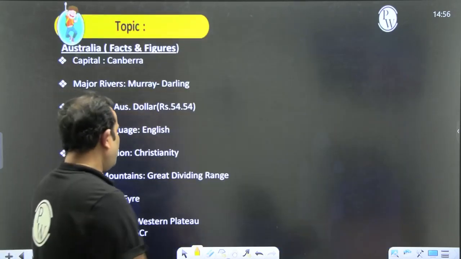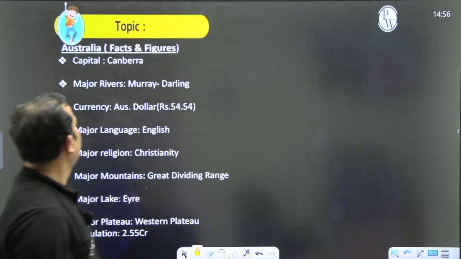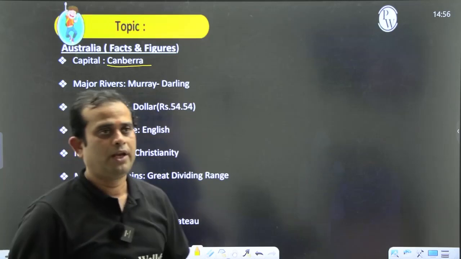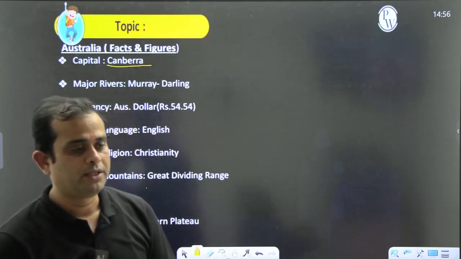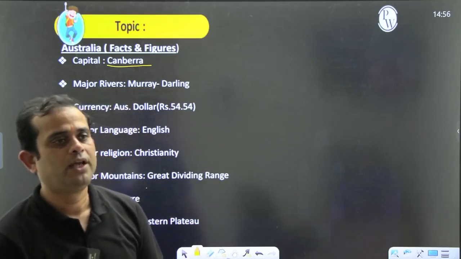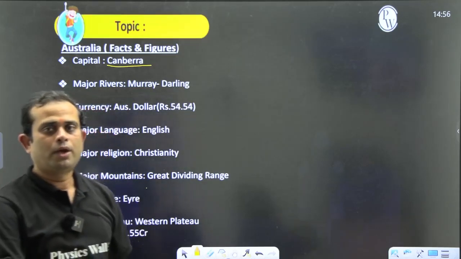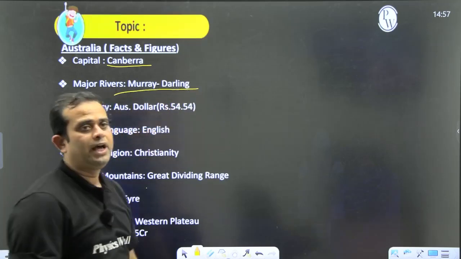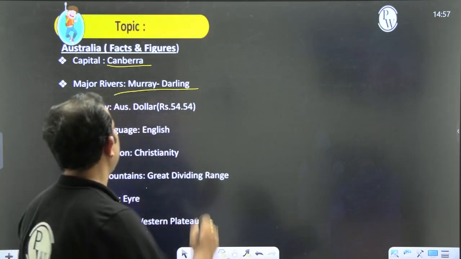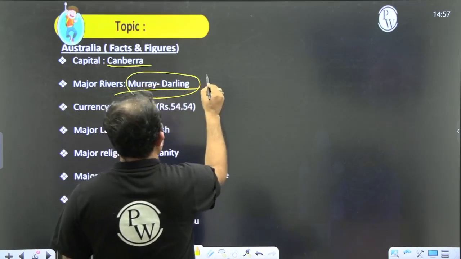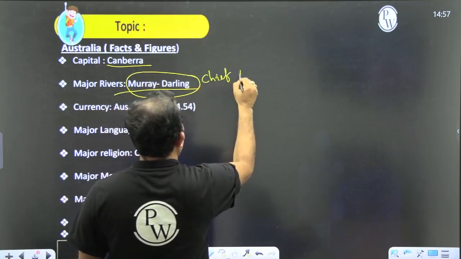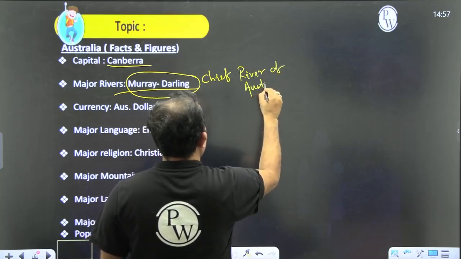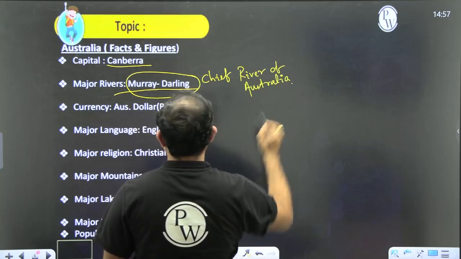So let us know about some facts and figures about Australia. Australia's capital is Canberra. Australia is basically a developed country. Major rivers are your Murray-Darling basins. Murray-Darling is the major river, or chief river, of Australia.